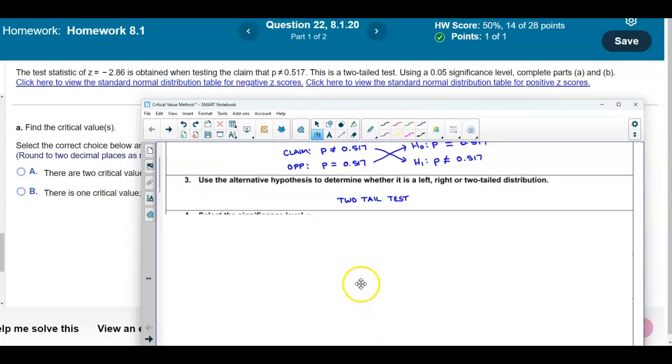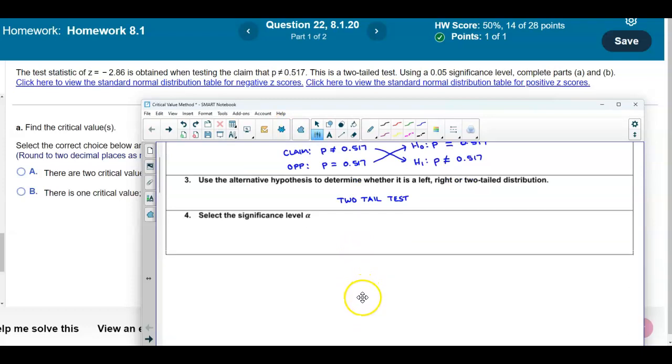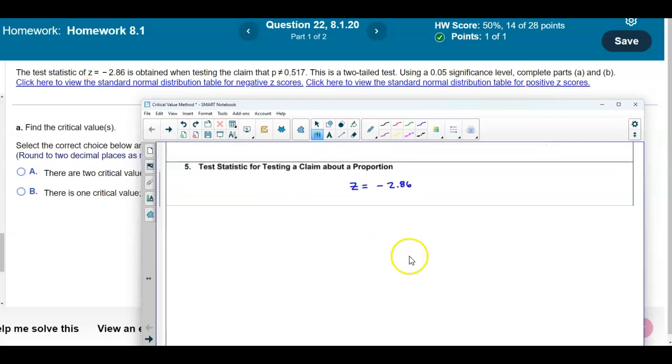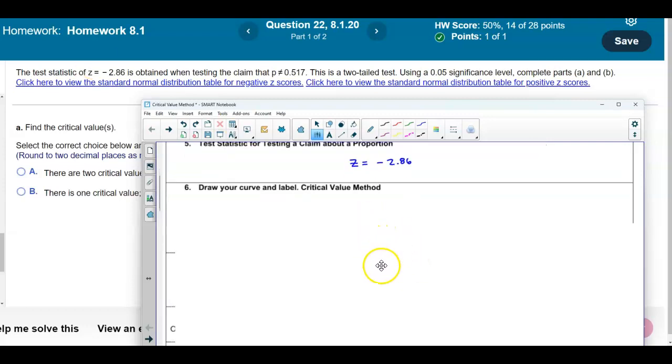Now we also need to write down the significance level, which is alpha, and it's given to be 0.05. So alpha is equal to 0.05. And we've also been given the test statistic, so z is going to equal negative 2.86. Now we're going to draw our curve, label it, and find the critical values.